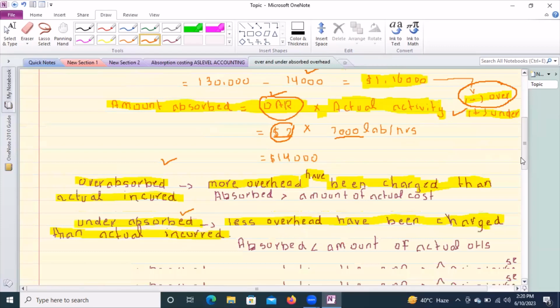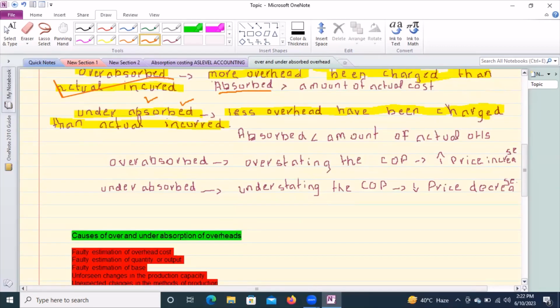So what is the meaning of over absorbed? It means that your absorbed amount, like your forecasted amount, your budgeted production overheads, is greater than the amount of actual cost of production. And under absorbed means that your absorbed amount, like your forecasted production overheads, is basically less than the amount of actual cost, actual overheads. So this is the main difference between over absorbed and under absorbed.